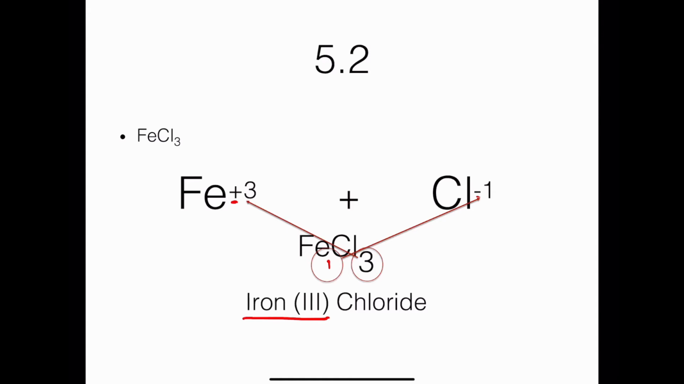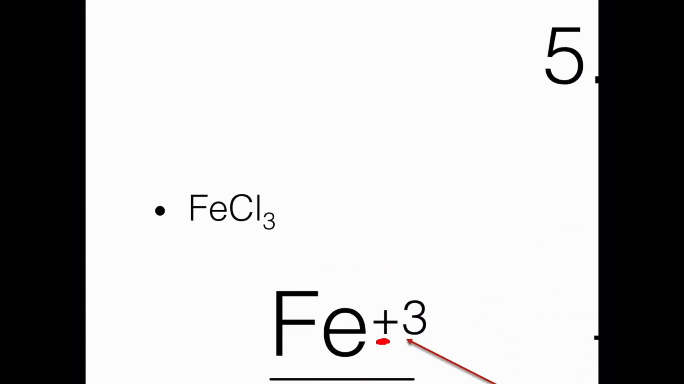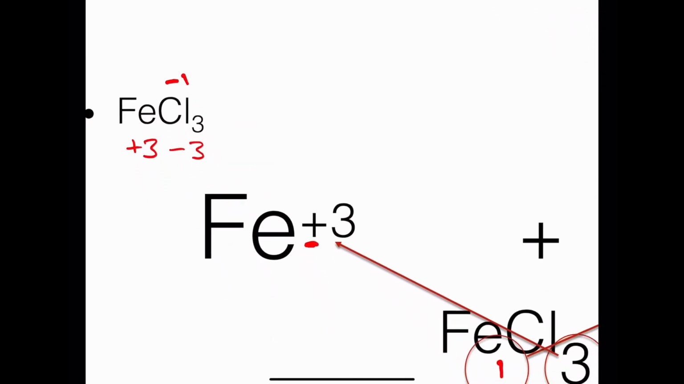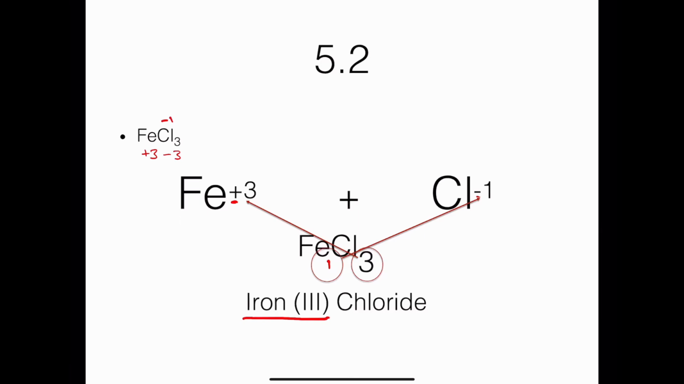Now, the other way of looking at this is to start from a place of knowing the charge on the anion. So you know the charge on the anion is negative 1. And in this case, there are 3 of them. So the total charge contribution from chlorine in this case is negative 3. What does the iron have to be to balance that out? It has to be positive 3. So you know the charge on iron in this case has to be positive 3.